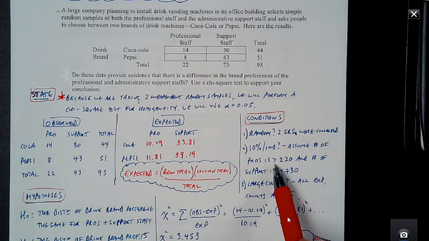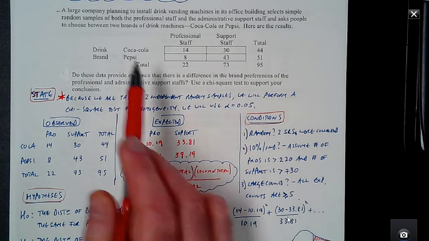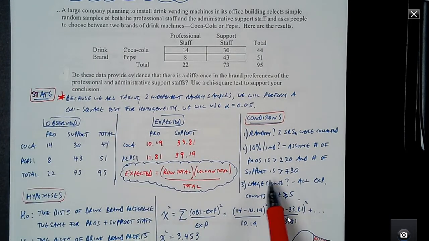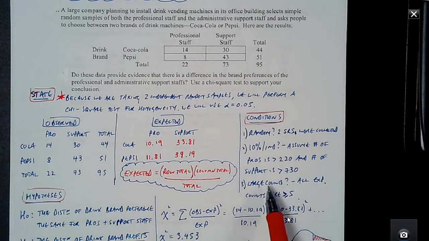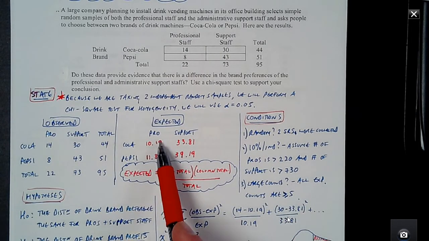So is it larger? We can assume that if it's a large company, which it does say up here. And then for the support staff, we have to assume that that's going to be greater than 730. And then the large counts. Always make sure that your expected counts are greater than or equal to 5. And every single one of these values is greater than or equal to 5. So we're all good to go.